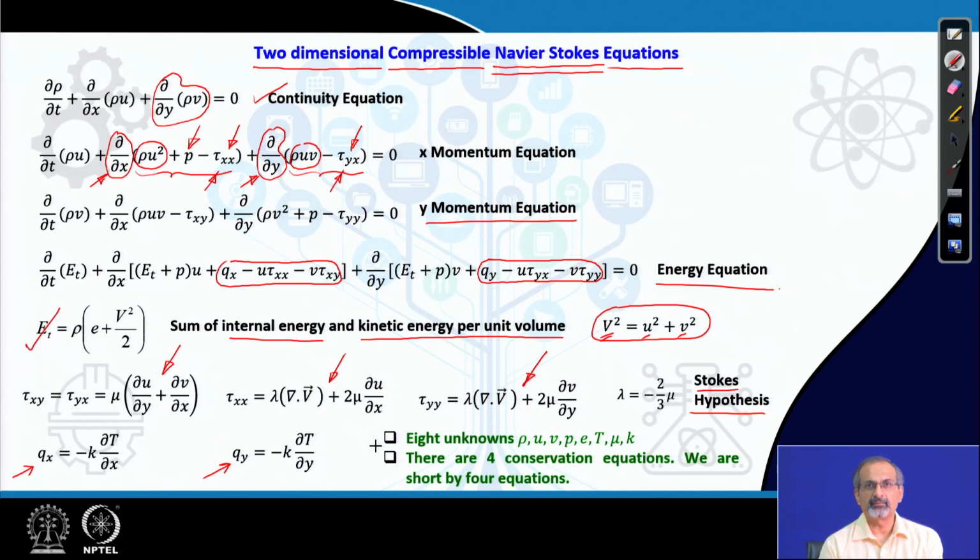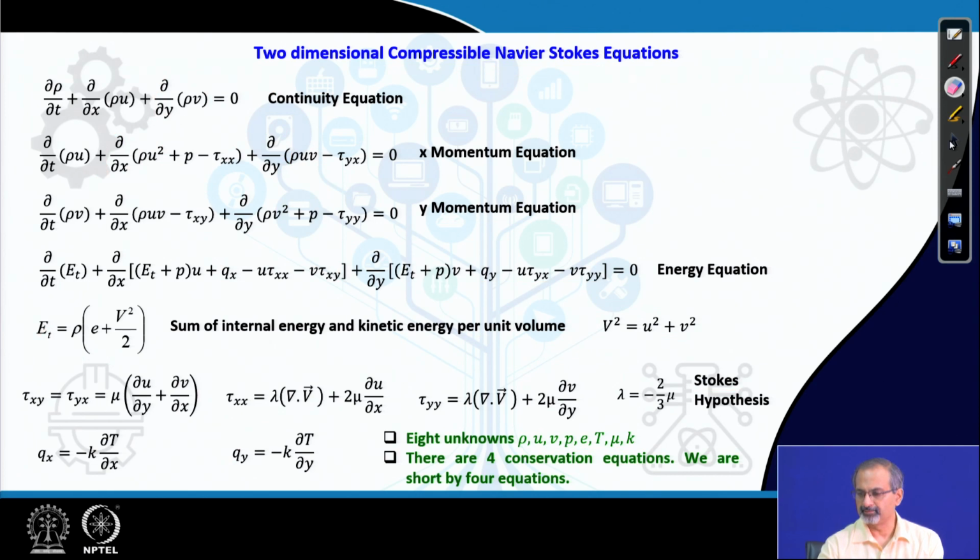Now, if you look at the above equations carefully, we have in all 8 unknowns: density, 2 components of velocity, pressure, internal energy, temperature, the viscosity coefficient and thermal conductivity. Now, we essentially have 4 conservation equations which we can solve in order to compute these values, but since we are running short of equations, we cannot solve it at this point. So, how do we fill up the gap?